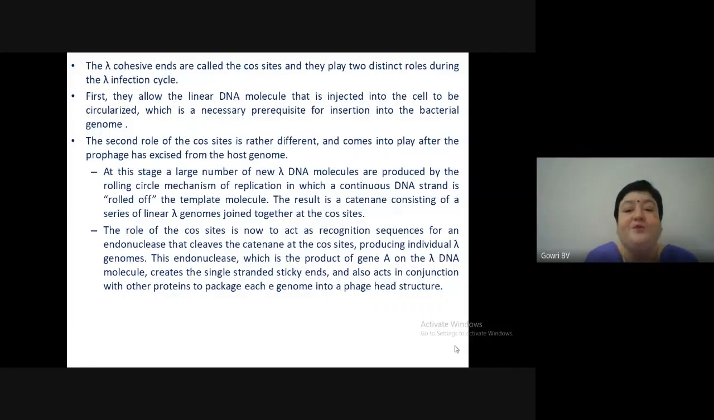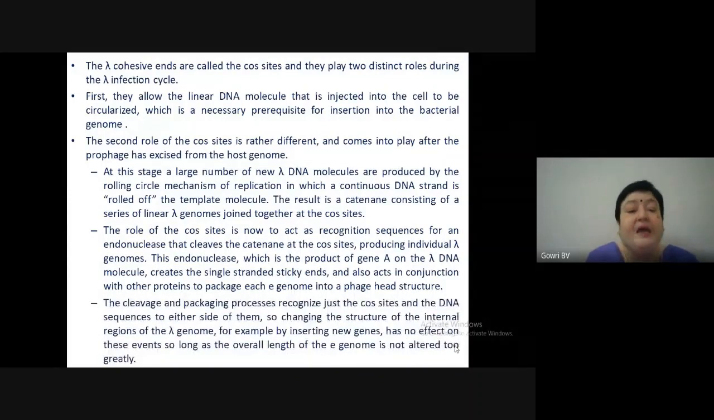This endonuclease, which is the product of gene A on the lambda DNA molecule, creates the single-stranded sticky ends and also acts in conjunction with other proteins to package each lambda genome into a phage head structure. The cleavage and packaging processes recognize just the cos sites and the DNA sequence to either side of them, so changing the structure of the internal region of the lambda genome, for example by inserting new genes, has no effect on these events, as long as the overall length of the lambda genome is not altered too greatly.